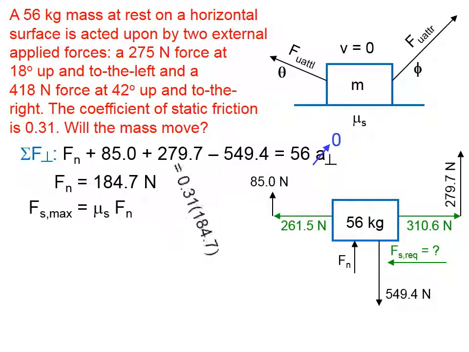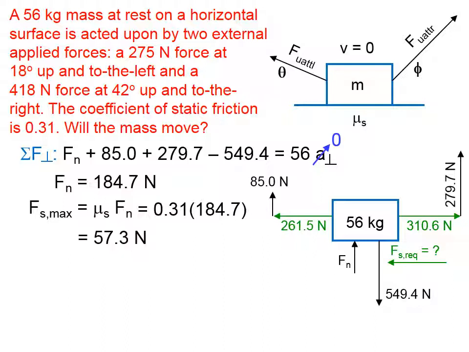The maximum static friction force, the maximum force that's possible for any situation, is equal to the coefficient of static friction times the normal force. The coefficient of static friction is 0.31, that's given, and the normal force is 184.7. So the maximum possible friction force that we can muster in this situation is equal to 57.3.